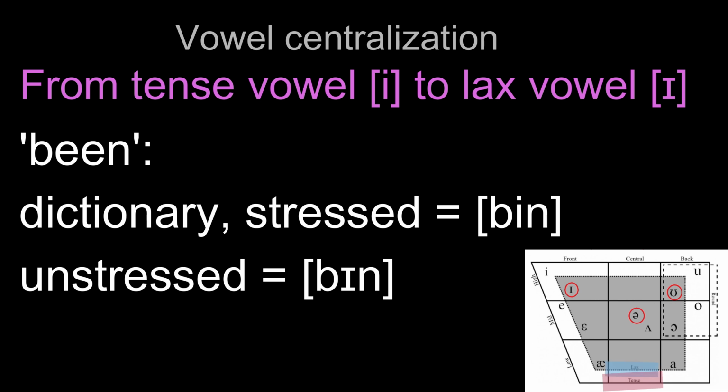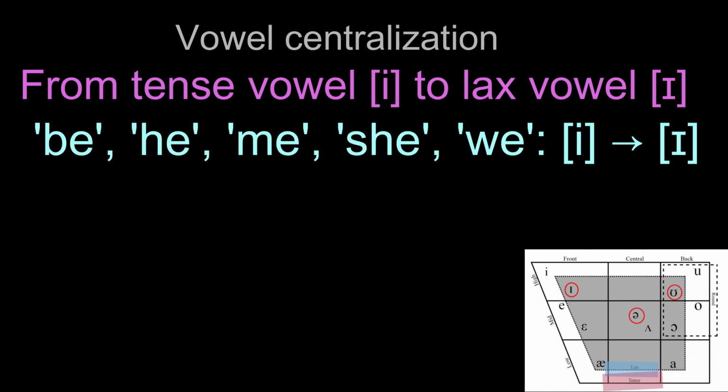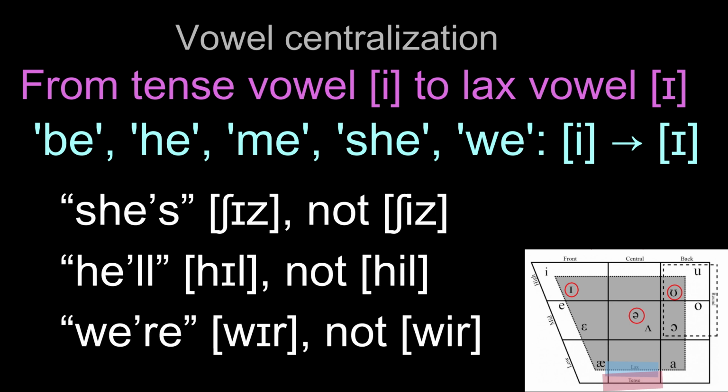These words also have the tense vowel E as their dictionary pronunciation. Be, he, me, she, and we. But when used in speech, their vowel may be the reduced form, I. "Shiz," not "she's." "Hill," not "heel." "We're," not "we're."